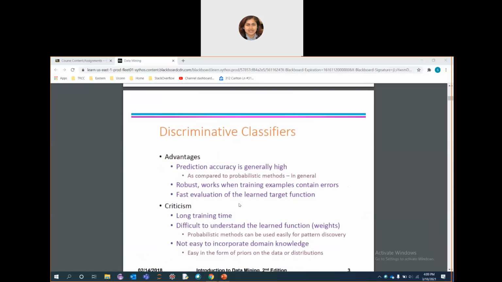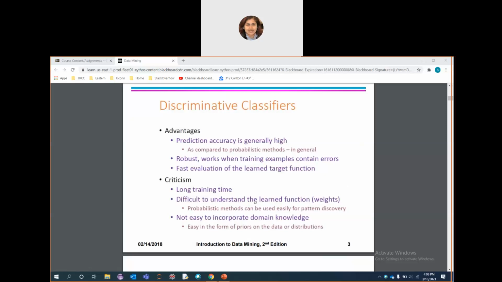Okay, let's go to the discriminative classifier. It actually talks about the advantages and criticism. So what does it mean? SVM, support vector machine, is actually used for classification. So what type of data will it classify and how will it classify? It is mostly related to that. So what are the advantages? Whenever you have a data set of features and you want to do some sort of classification, the accuracy you expect is generally high. The prediction is really good in terms of accuracy.